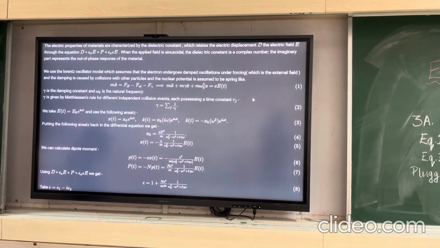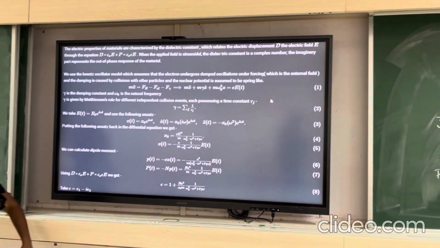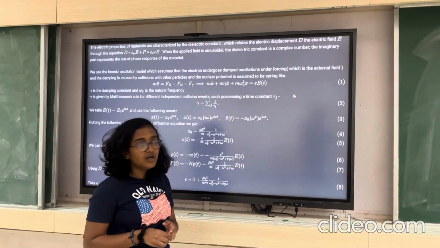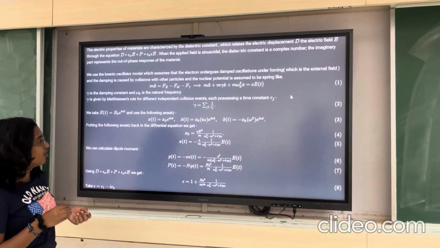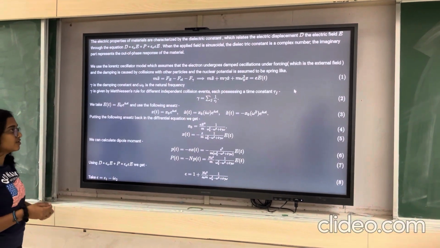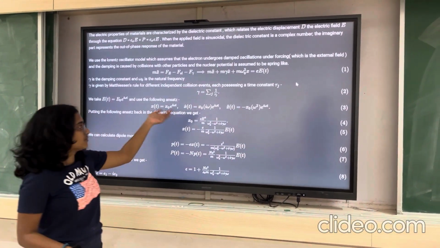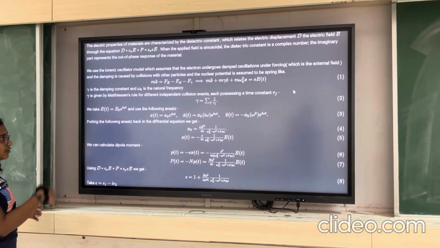Now we use Matthiessen's rule, which says that the total damping constant gamma is basically a summation of all of the inverse time constants of each component. So gamma is equal to the summation over j of 1 by tau j.